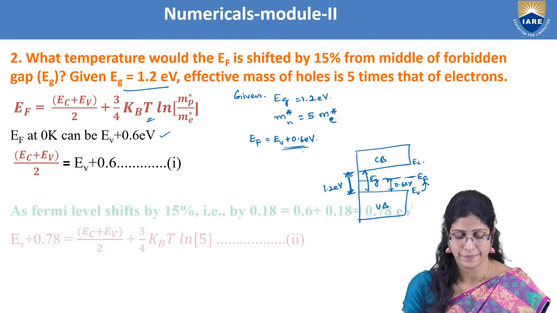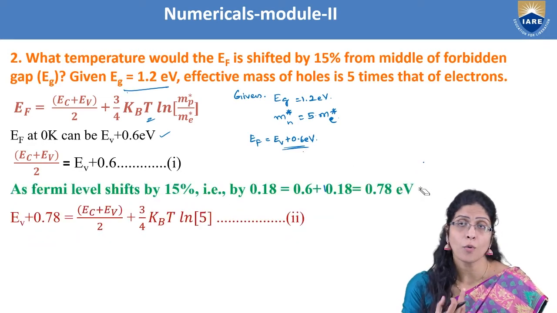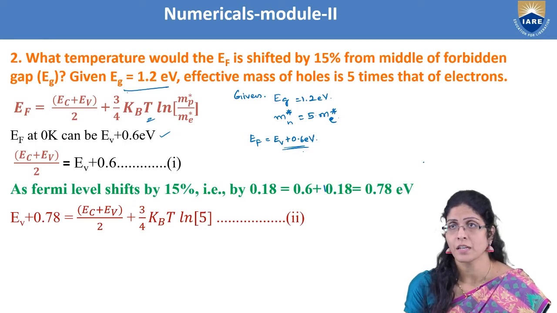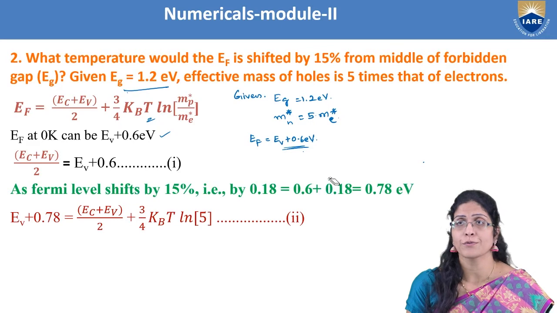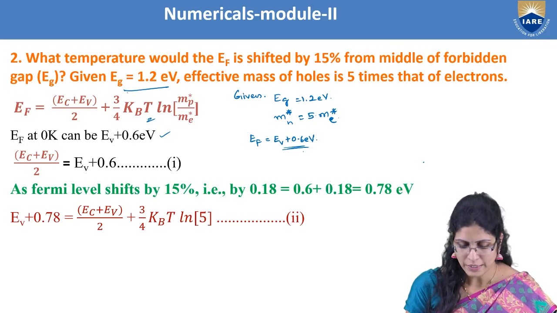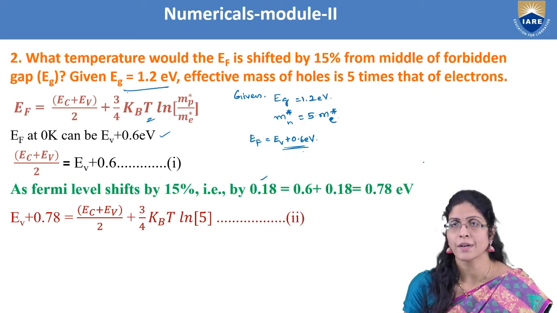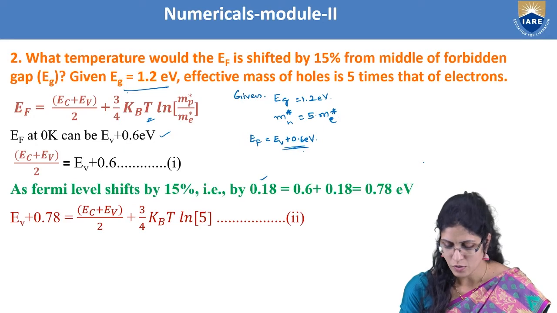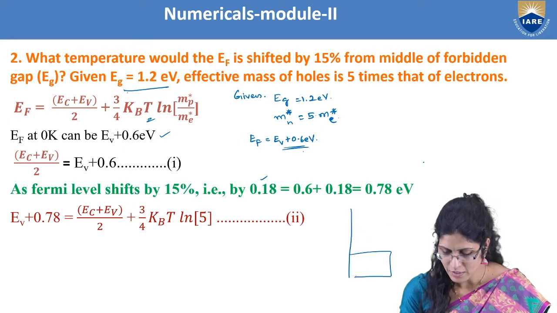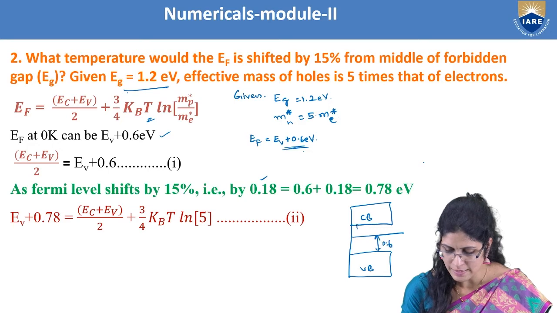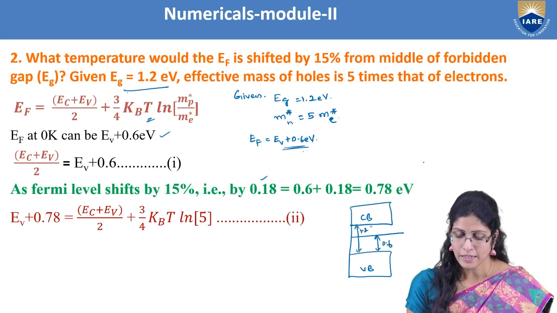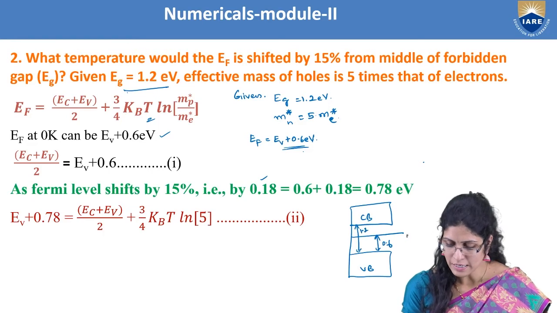Now there is a shift. There is a shift of the Fermi level. To how much percent? 15% of shift. So if you consider 15% of shift of the Fermi level, you will get 0.18. For 100, if it is 15, then for 1.2, how much? You'll get 0.18. 0.18 shift of what? So now if I draw for you again, if this is the valence band and this is the conduction band, this is at 0.6 because this is at 1.2. And now there is a shift of the level. So this EF has shifted to somewhere here.